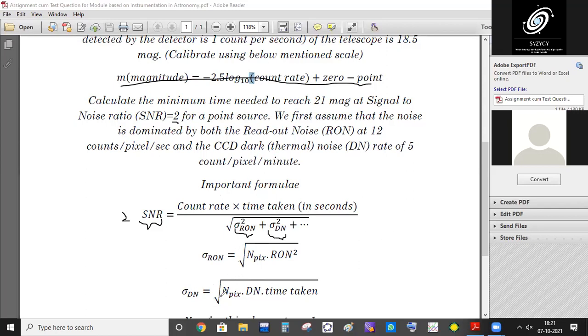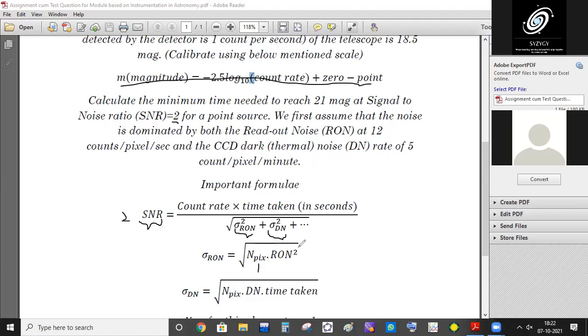Now what are the formulas for both of these things? The sigma readout noise can be calculated by the square root of n pixel times readout noise squared. In this, n pixel is to be taken as 1. This is given here in the down part; you can read it in the document. In this question they have told that the pixel count, the n pixel, is 1. You need to take this value as 1 for this system which we are discussing.